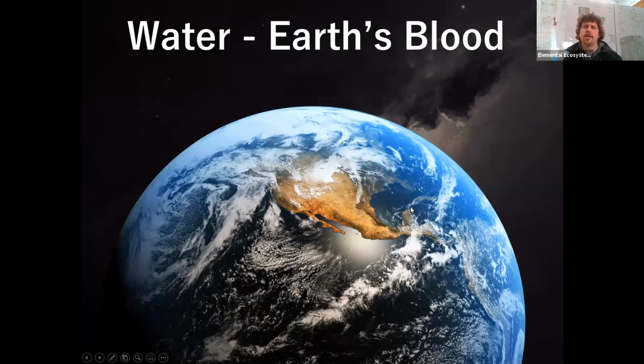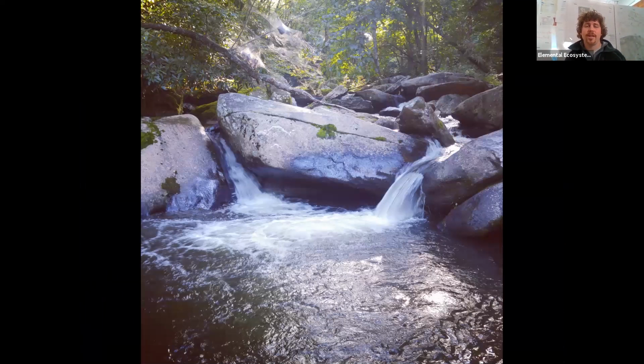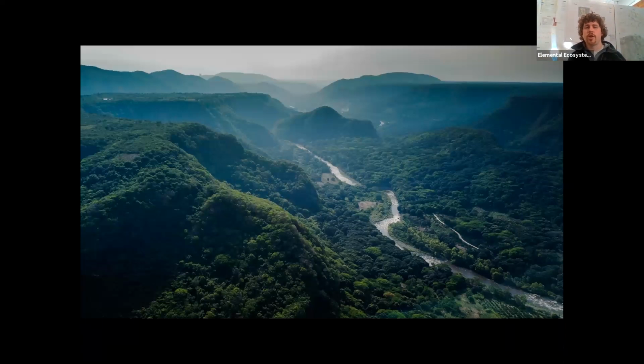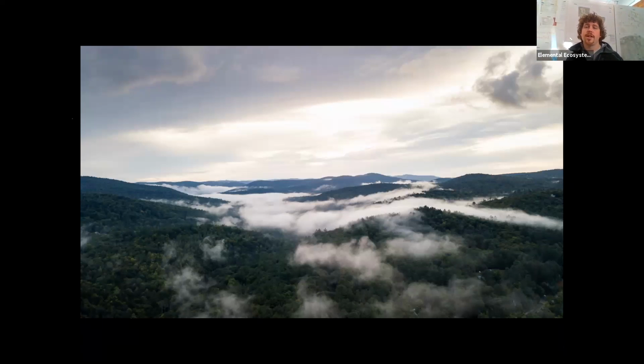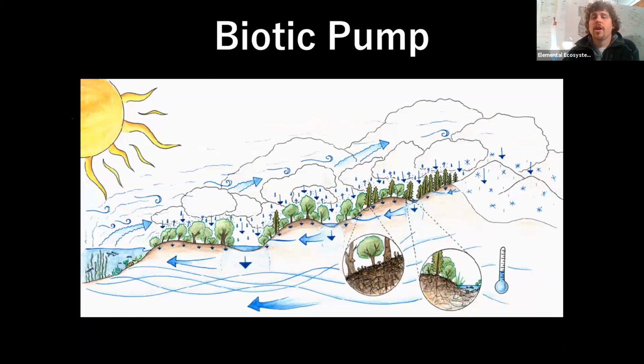So the first piece there, water really is the blood of the earth. And when you look around the earth, you can see how it is that blood. The architecture of the earth actually mirrors the architecture of our own bodies, with the rivers and creeks like veins. But it doesn't just stop there. The trees are functioning as the lungs of the planet, circulating this atmospheric water, which is really critical to life on this planet. It's a system called the biotic pump.